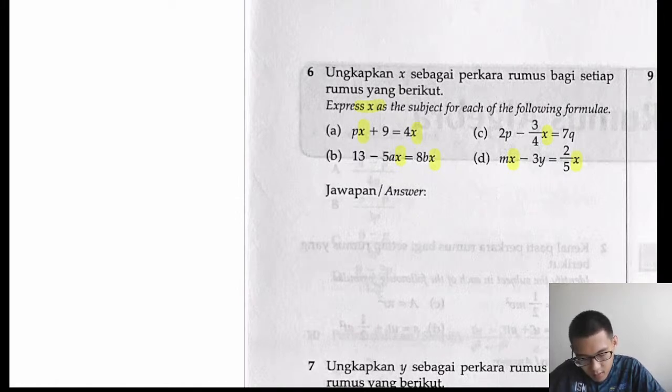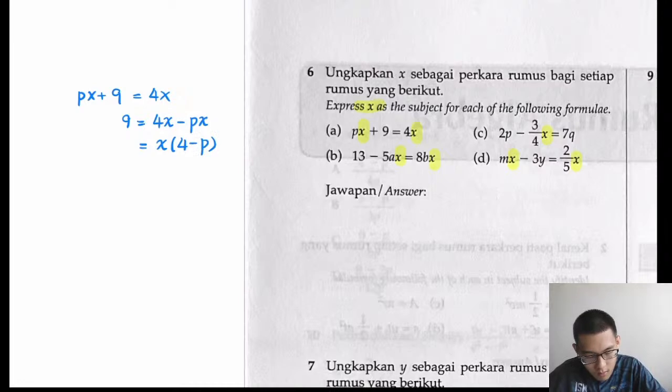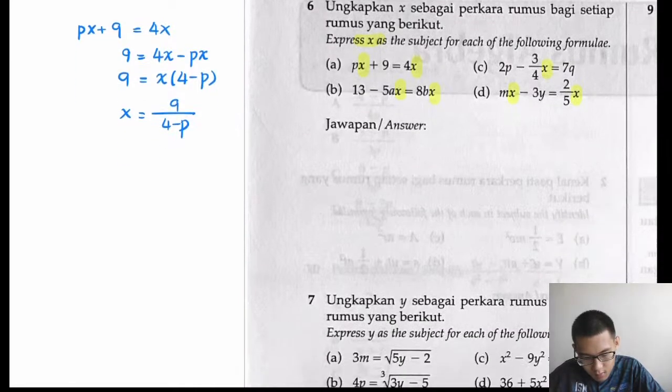Let's say we have 4x on the right hand side already, right? So we try to move the px to the left hand side, because on the left hand side it is plus, so now I'm minus. Okay, so I just write down the initial answer, the question. Okay, so we have factors, the 4 minus p here. Therefore my x is equal to 9 over 4 minus p. No need for the bracket. Okay, so this one is the answer.